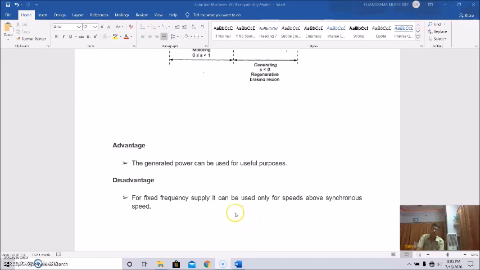So with this, we may conclude our discussion about the braking of the three-phase induction motor. I hope you have understood it, and if there is any difficulty, you may contact me.